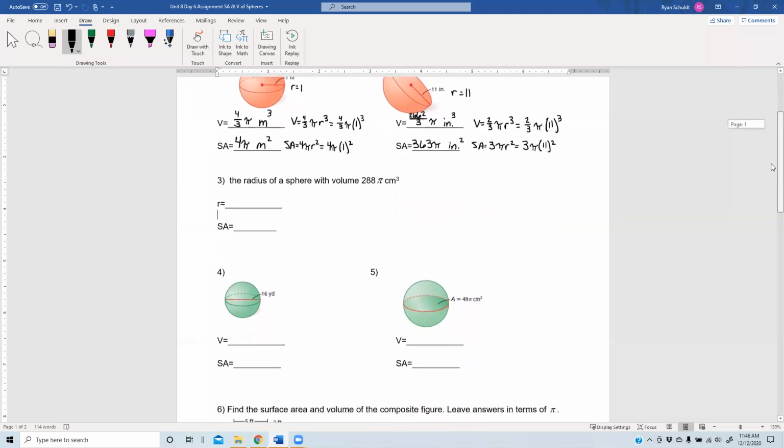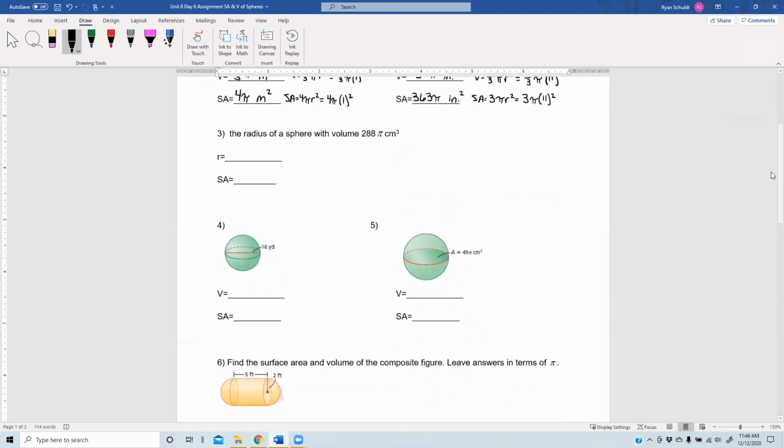Now, let's look at number 3. Number 3 tells us that we need to first find the radius of a sphere that has a volume of 288 pi centimeters cubed. Okay, well, we know it's a normal sphere, so we can say that volume is 4/3 pi r cubed.